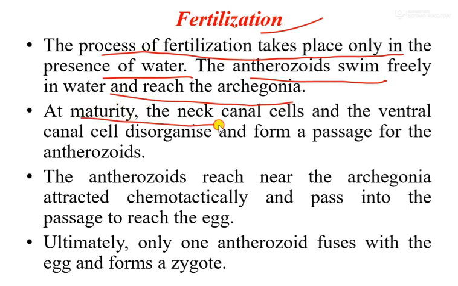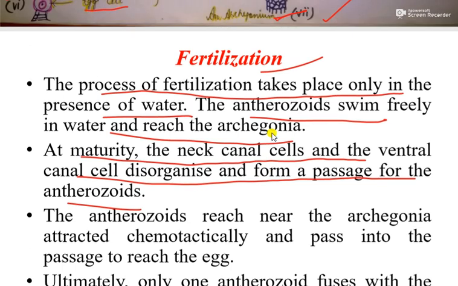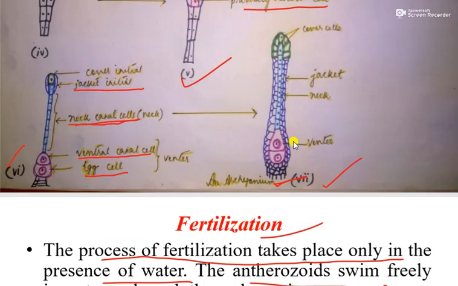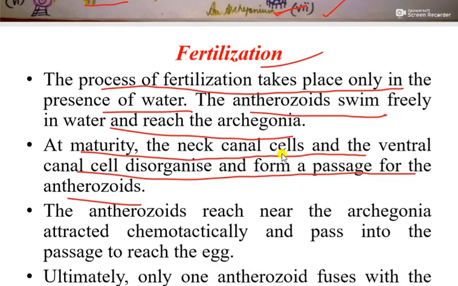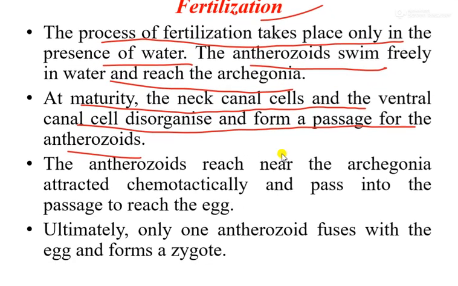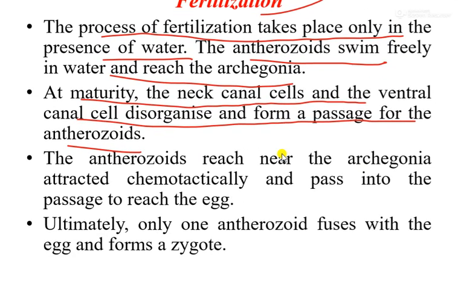At maturity, what will happen? The neck canal cells and the ventral canal cell will disorganize and form a passage for the antherozoids. The neck canal cells and the ventral canal cell, this light blue and this upper pink, will disorganize and form a clear passage, a way for the antherozoids to reach the egg. The antherozoids reach near the archegonia, attracted chemotactically, and pass into the passage to reach the egg.